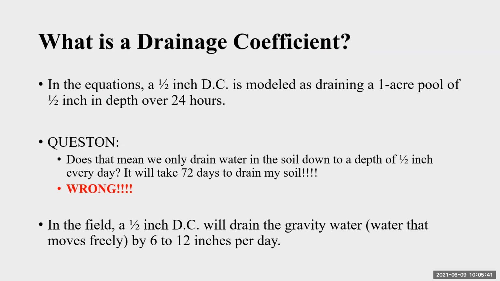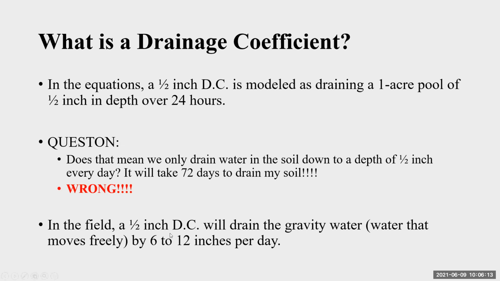So as I mentioned, what's a drainage coefficient? In the equations, and I promise I'm not going to go through the equations, but just keep in mind, if you can visually picture a pool of water of the depth of 1/2 inch over an acre, think of the amount of time it would take to drain that pool in 24 hours. That creates a flow rate, okay? That's essentially what the equations do, is they model the amount of time it would take to drain that total volume of water of an acre pool in 1/2 inch depth.